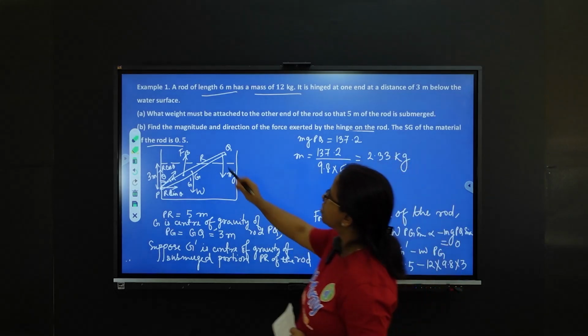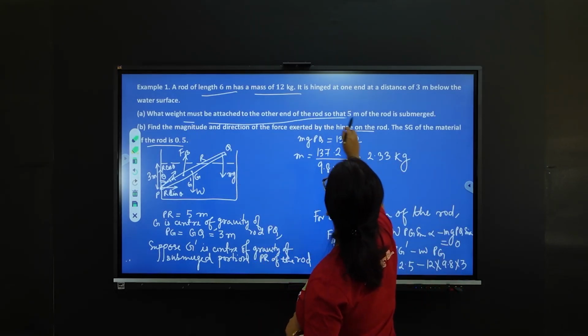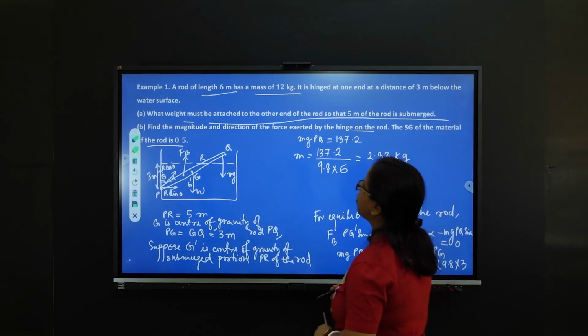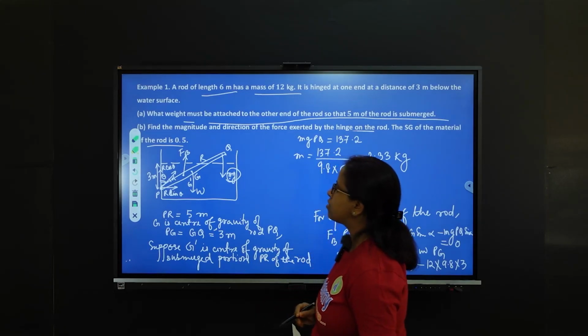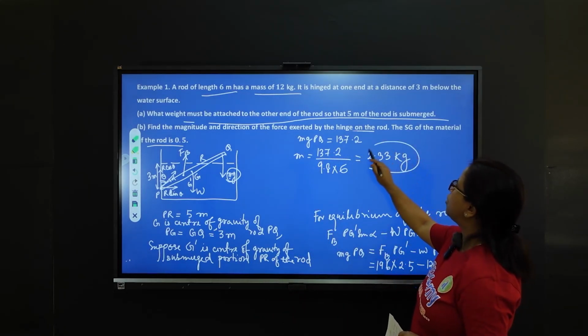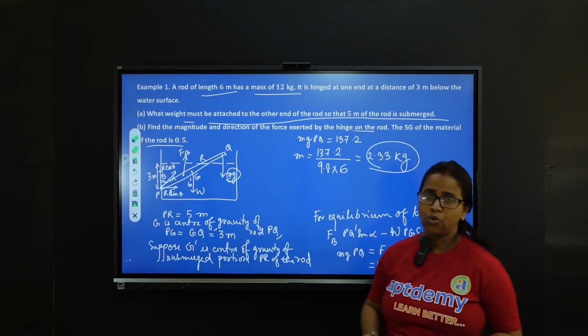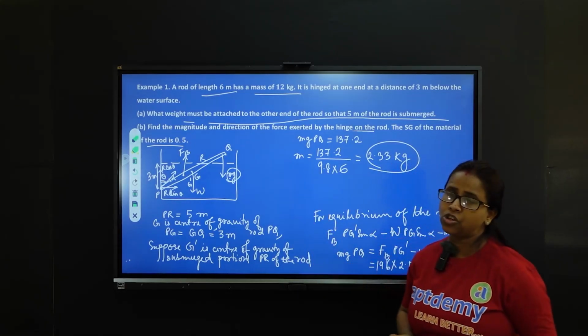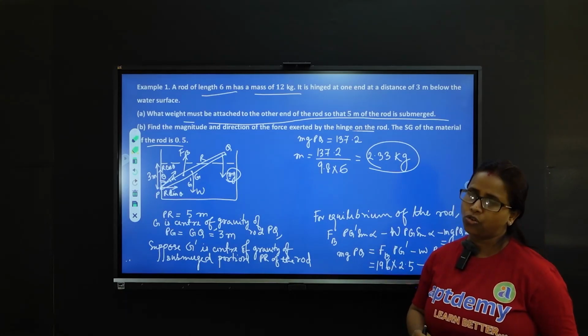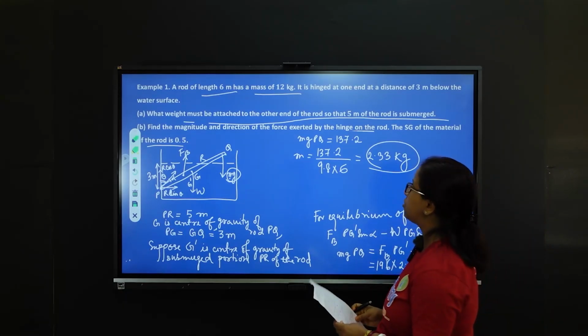So hope you get this. What weight must be attached to the other end so that 5 meters of the rod is submerged? So we are to add a mass of 2.33 kg at the end Q such that 5 meters of the rod gets submerged inside the water surface. So this is the first part.